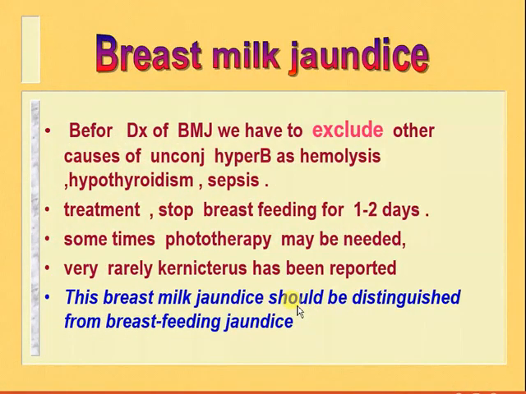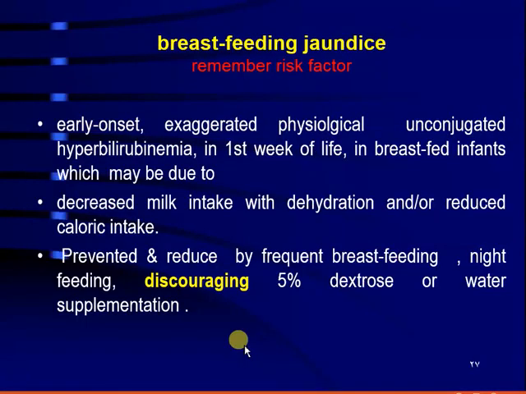Before the diagnosis of breast milk jaundice, we have to exclude other causes of unconjugated indirect hyperbilirubinemia, such as hemolysis, hypothyroidism, and sepsis, by lab and physical examination. Treatment: stop breastfeeding for 1 to 2 days. Sometimes phototherapy may be needed. Rarely, kernicterus has been reported. This breast milk jaundice should be distinguished from breastfeeding jaundice.